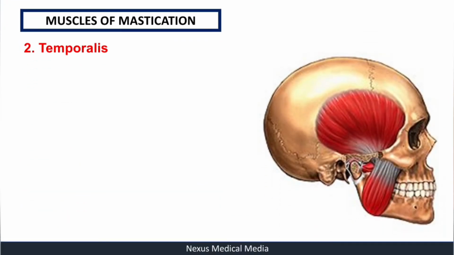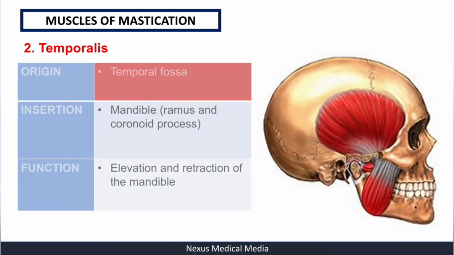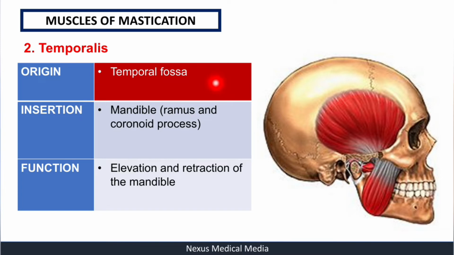Next is the temporalis. Here is the temporalis, this muscle. It's in the temporal fossa. The origin is the temporal fossa. Insertion is the mandible, particularly the ramus and the coronoid process. The function of the temporalis is elevation and retraction of the mandible.